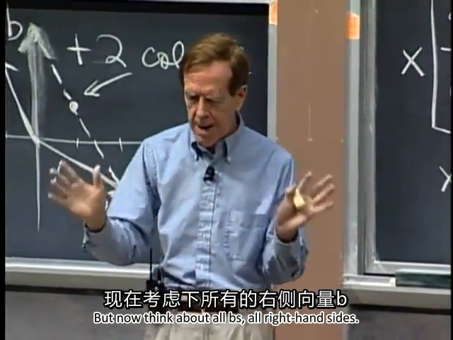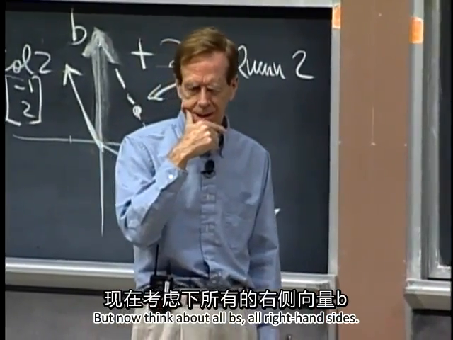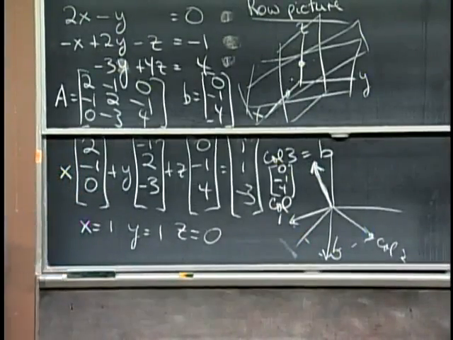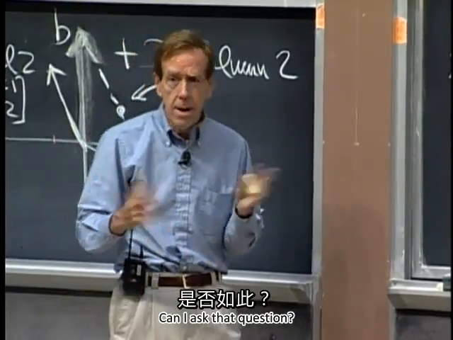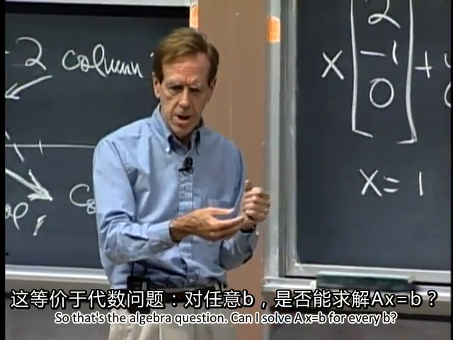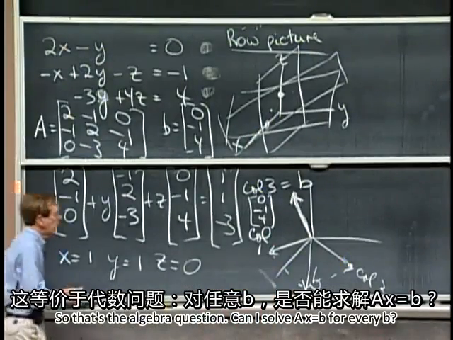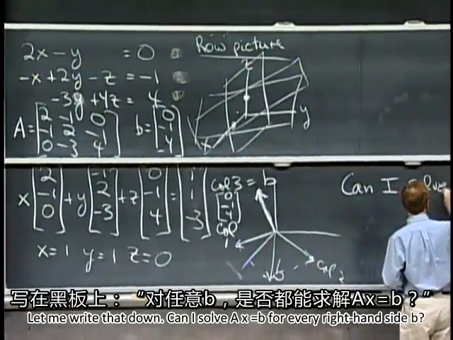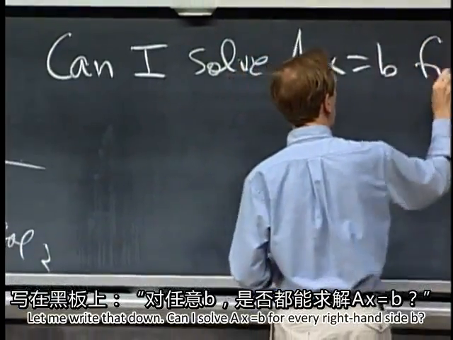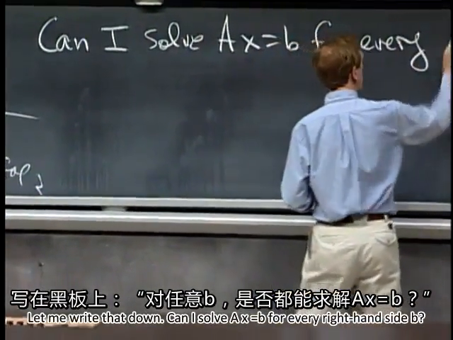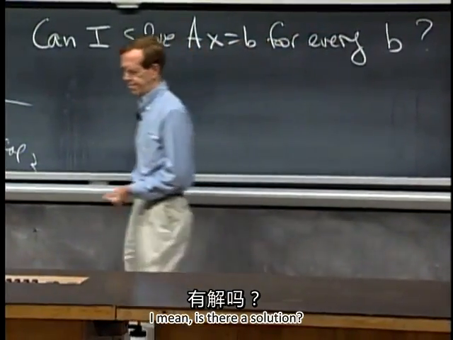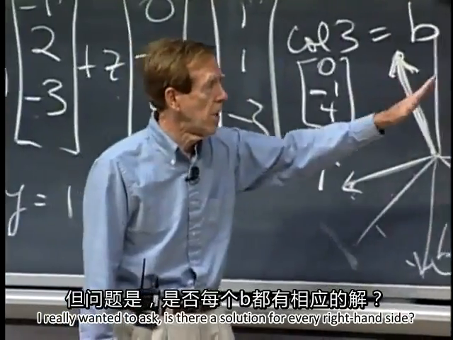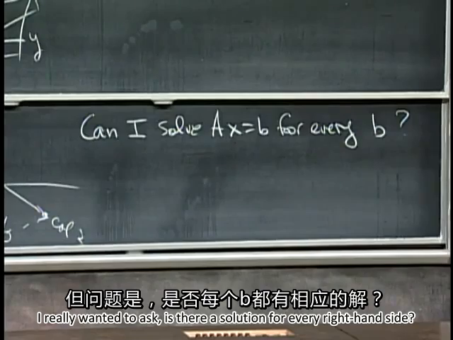But now think about all B's, all right-hand sides. Can I solve these equations for every right-hand side? That's the algebra question. Can I solve AX equal B for every right-hand side B? I mean, is there a solution? And then, if there is, elimination will give me a way to find it. I really wanted to ask, is there a solution for every right-hand side?